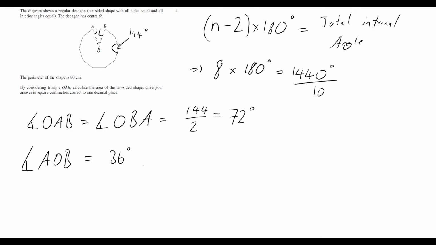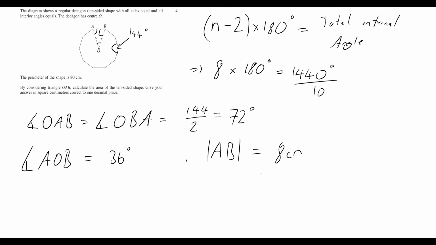Okay, so we've actually done a good amount of work here so far on this question. Now there's one other thing that's given to us in this question. It says that the perimeter of the shape is 80 centimeters. And since we know that all the sides are the exact same size, and there's 10 sides, that means that length AB must be equal to 8 centimeters. So we'll quickly take note of that. We'll say AB is equal to 8 centimeters.